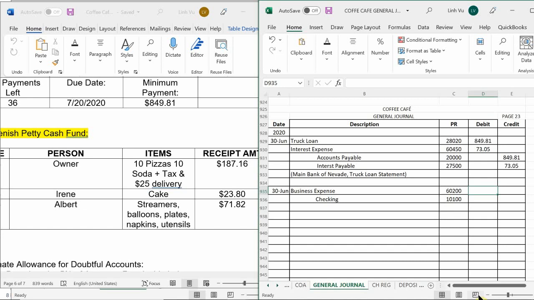282.78. Okay. Right. So here we need to add 187.16 for the pizza, plus 23.80 for the cake, plus $71.82 for the party supplies to get 282.78. I'm gonna double confirm that. 187.16 plus 23.80 plus 71.82 is 282.78. Okay. And then my description.